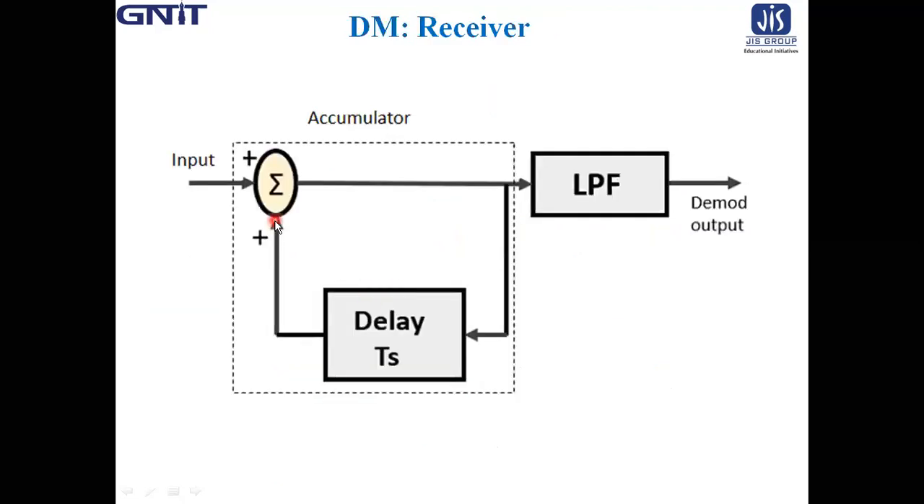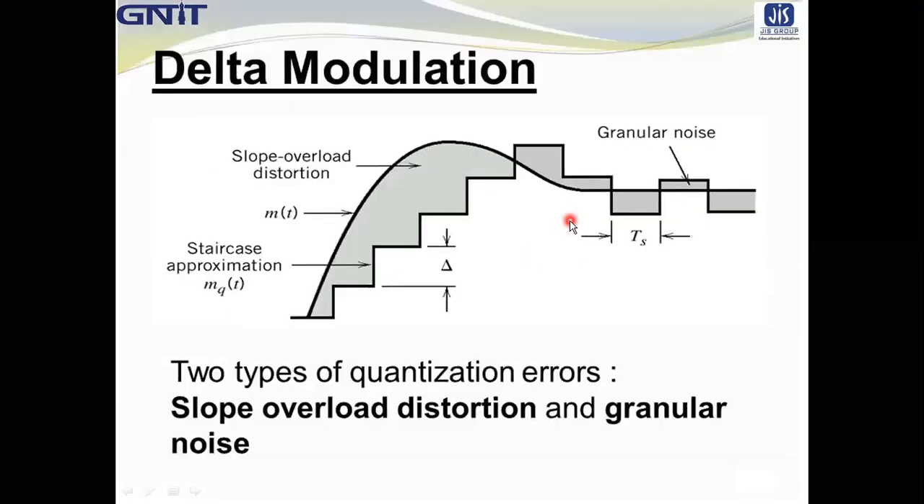And this is the receiver circuit, where an accumulator is required, the input is delayed by Ts, and ultimately a low pass filter is present. So this is the receiver. Again, delta modulation has two disadvantages. One is called slope overload distortion and the other is called granular noise distortion.